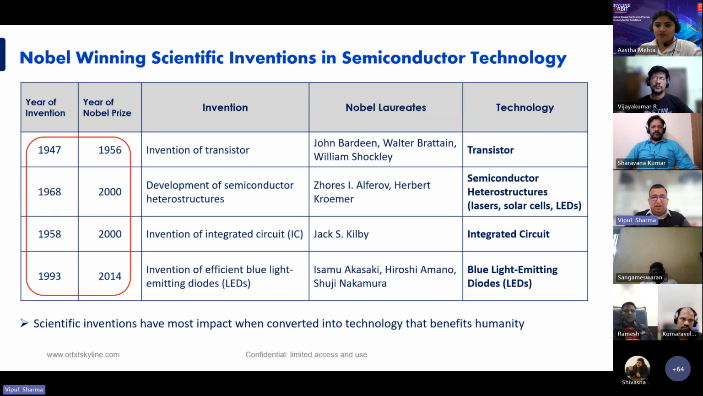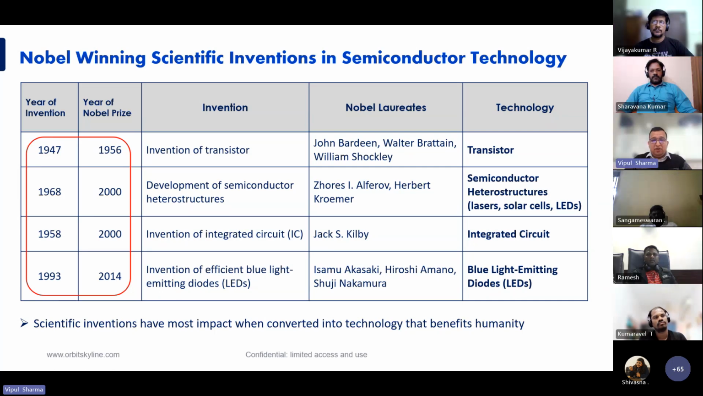So the main takeaway from here is that scientific inventions, although they are important, are not of use, and they are not for the well-being of us, humanity, until or unless some technology comes out of that. So these are four fundamental inventions which ultimately led to the growth of the semiconductor industry.